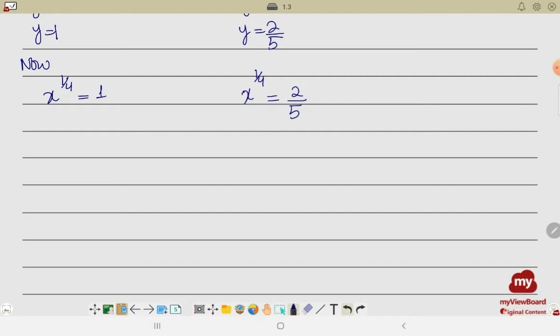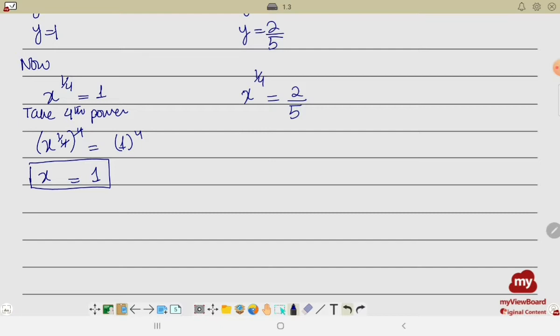So how we'll remove this, we'll take the fourth power. You can write take fourth power on both sides. So how this taking fourth power on both sides, the fourth power will cancel by its fourth root, and 1 into 1 into 1 into 1 means 1, so x equal to 1. This is your first answer.